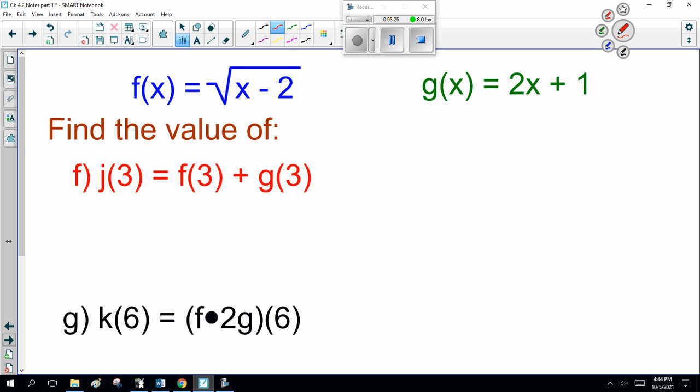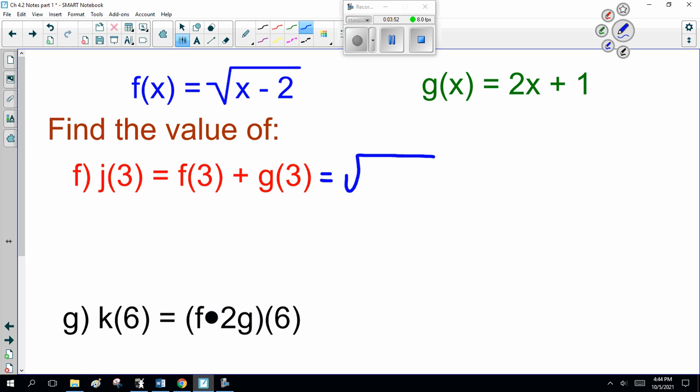Now, another version of this question you might see would be this. f of x equals square root of x minus 2. g of x is 2x plus 1. Find the value of j of 3. Now, that's f of 3 plus g of 3. So, what I suggest you do is solve it for x equals 3.